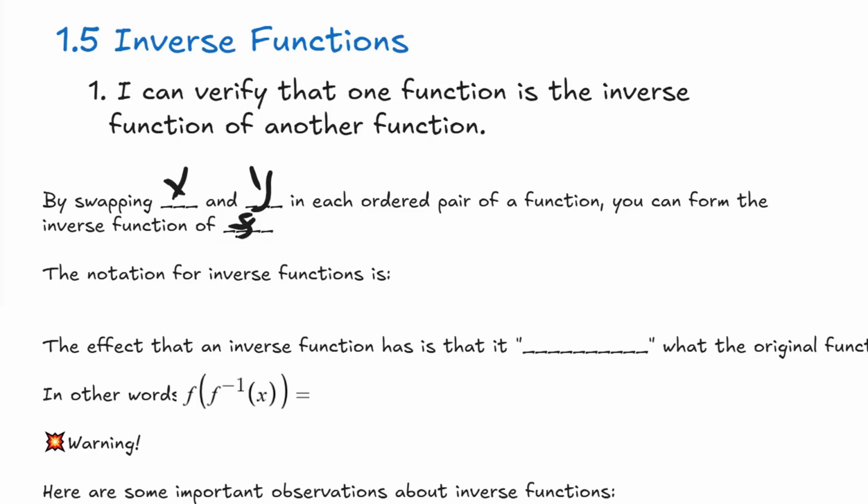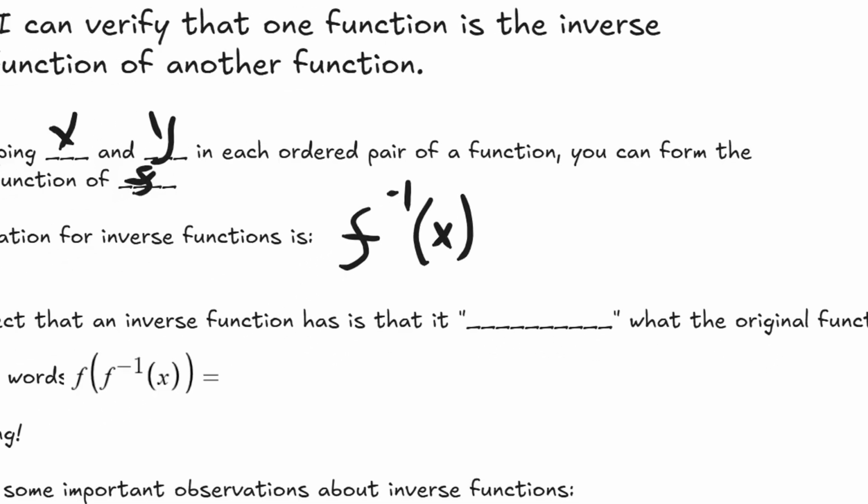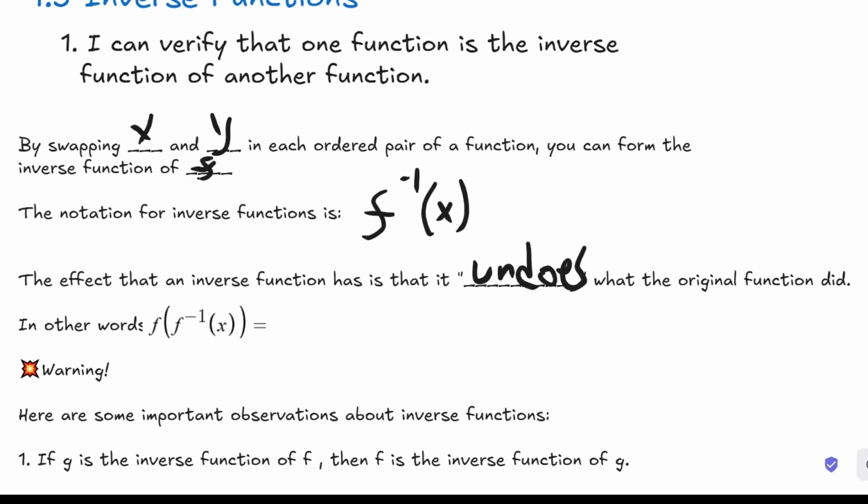Now, the notation for inverse functions is f to the -1, but you wouldn't say that. You would read it f inverse of x. The effect that an inverse function has on f is that it undoes what the original function did. In other words, if we compose a function and its inverse, so plug one inside the other and simplify, it will always simplify down to x if they truly are inverse functions.